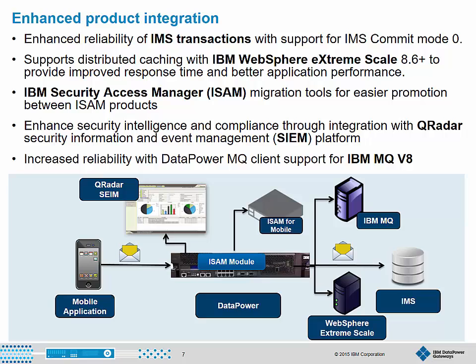In 7.2, we have a number of integration-related enhancements as well. For mainframe IMS integration, we've added support for IMS commit mode 0, which is also referred to as commit then send mode. You can also think of commit mode 0 as IMS's ability to do asynchronous transactions. Up until now, we only supported commit mode 1, which was its synchronous sibling. We've also added support for using IBM WebSphere eXtreme Scale 8.6 as a distributed caching mechanism for DataPower. This allows for improved response time and better application performance.